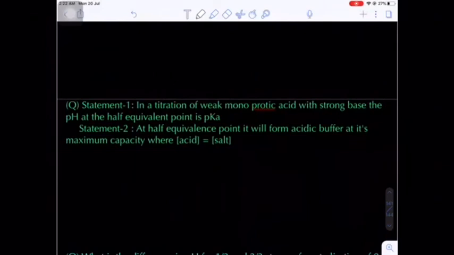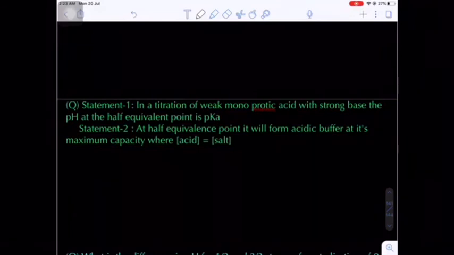Try yourself. Okay, the answer will be 4.2, 8.1, that is option 3, the third option. Okay, try yourself. Now here one statement is there. In the titration of a weak monoprotic acid with a strong base, the pH at the half equivalent point is the pKa. Yes or no? Statement 1 once again. In a titration of a weak monoprotic acid with a strong base, the pH at the half equivalent point is the pKa.